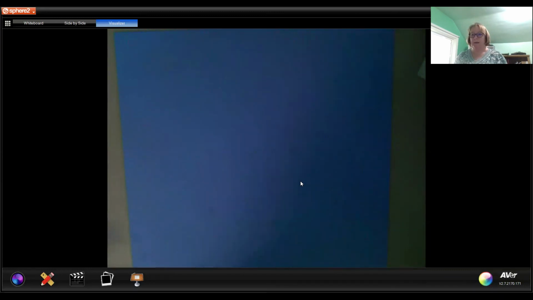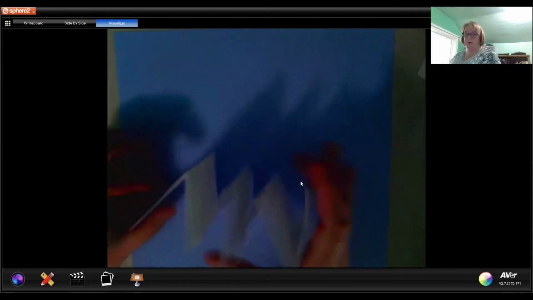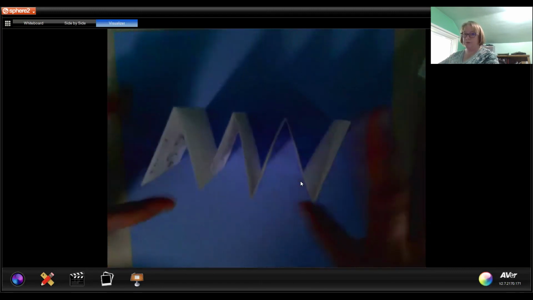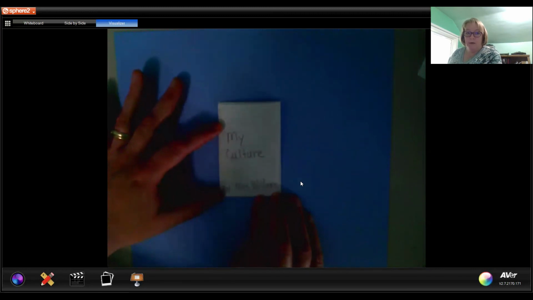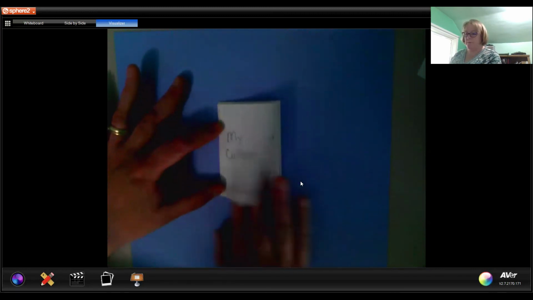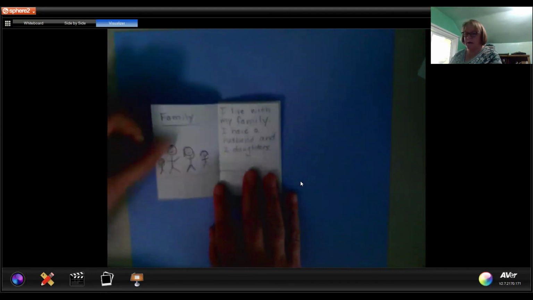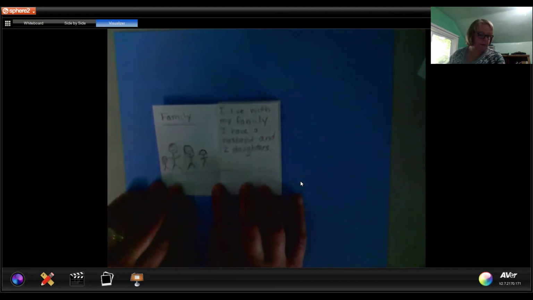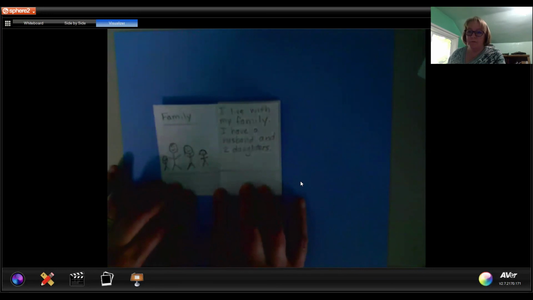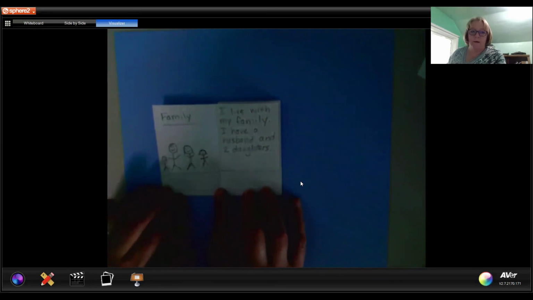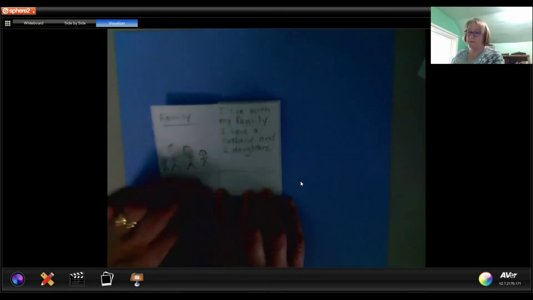The next assignment is creating an accordion book. Last week I showed you how to make an accordion book. This book, My Culture by Mrs. Williams, this is my accordion book. And in each section, I drew what was important in my culture and for my family. Family. I live with my family. I have a husband and 2 daughters. Maybe your family looks different.